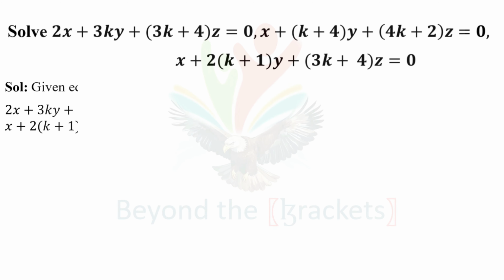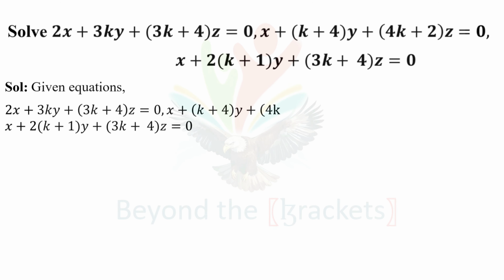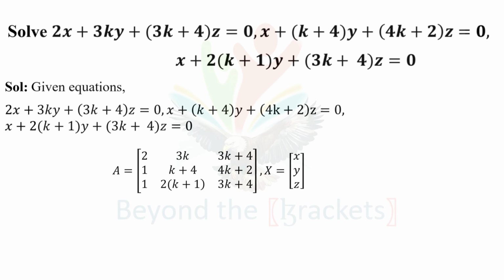Let's look at the last problem. This is a homogeneous system of linear equations with 3 variables x, y and z. If the system has only 0 solution, then there's nothing much to prove. So our goal is to find the values of k for which the system has non-zero solutions.